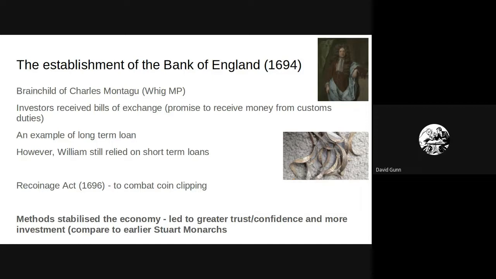Okay. Another thing that does that to some extent is the Recoinage Act of 1696, which combats coin clipping. And I've got a picture there on the right of some clippings from coins. So what would happen is people would shave off the edge of coins, which was a really, really serious crime at the time.